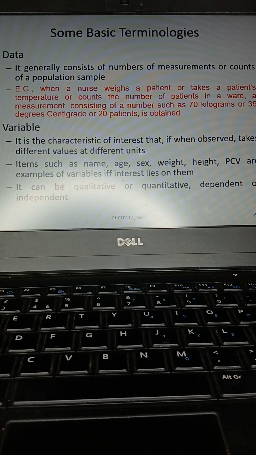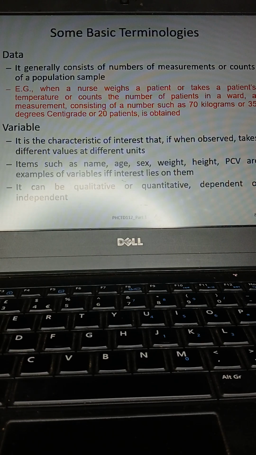What is a variable? A variable is the characteristics of interest. So if you can just get that, the thing that you have in mind to study, that is your interest, is what is called a variable, if when observed, it takes different values at different units. A variable can be in terms of name. It can be in terms of age. Definitely we have different ages.